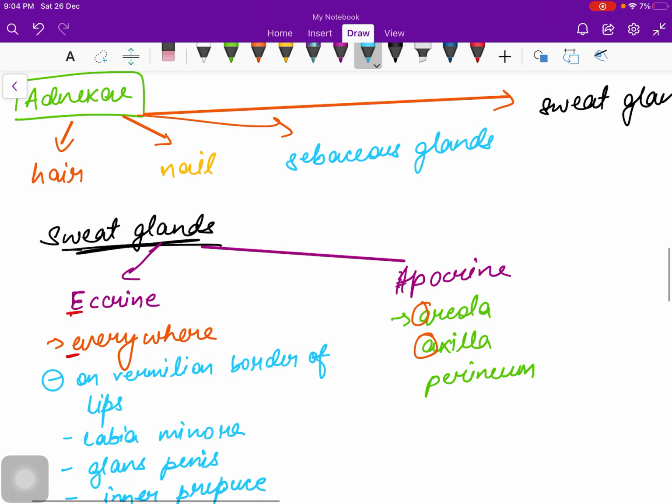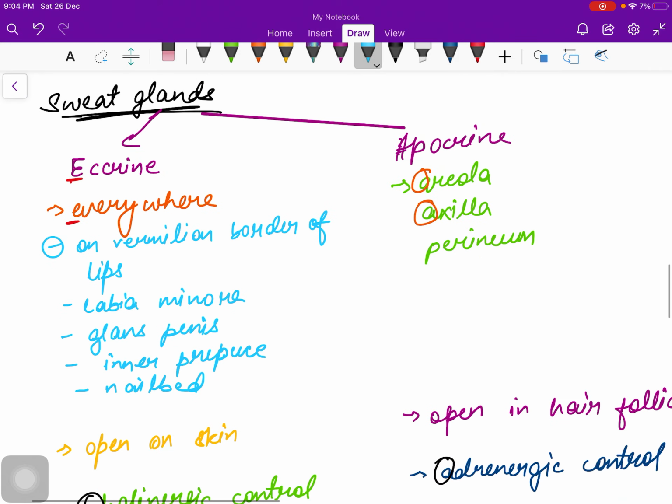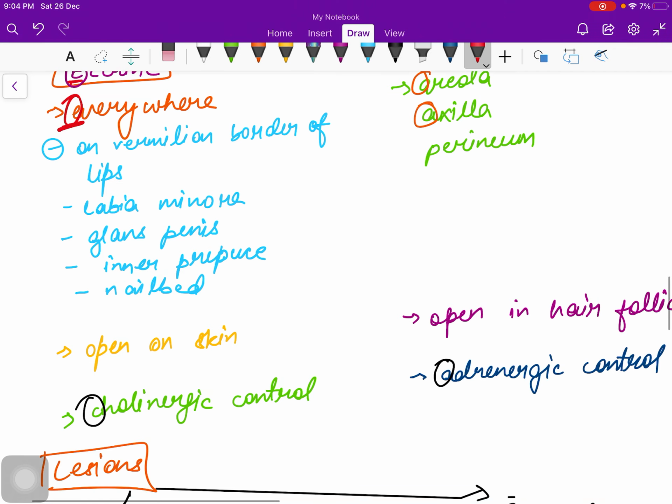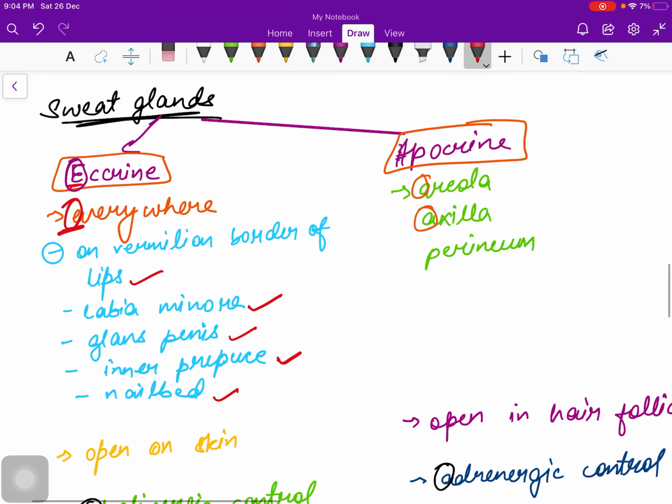Then coming on to the adnexal structures: hair, nail, sebaceous glands, and sweat glands. Few points to remember about sweat glands. They are of two types, eccrine and apocrine. Just from the term E, remember that eccrine glands are the ones which are present everywhere, except they are absent on the vermilion border of lips, labia minora, glans penis, inner prepuce, and nail bed.